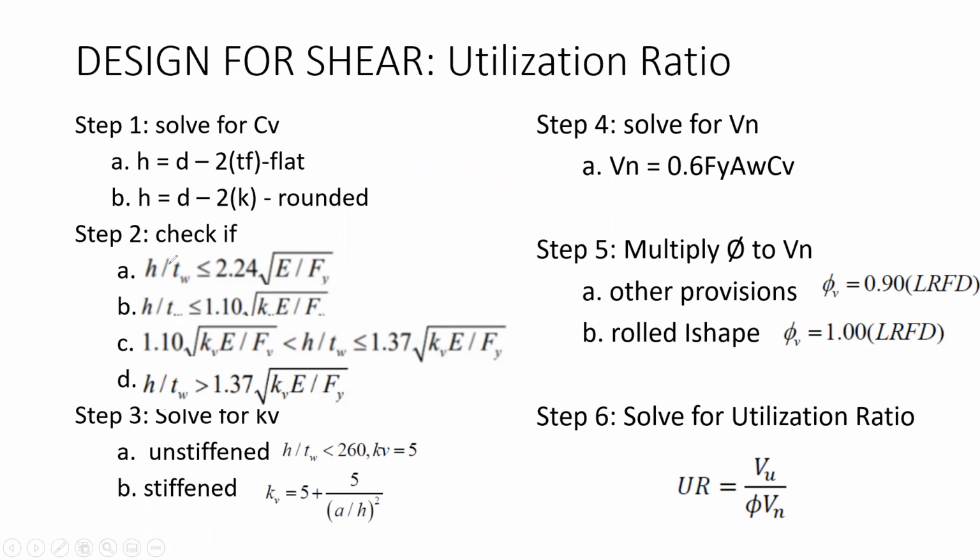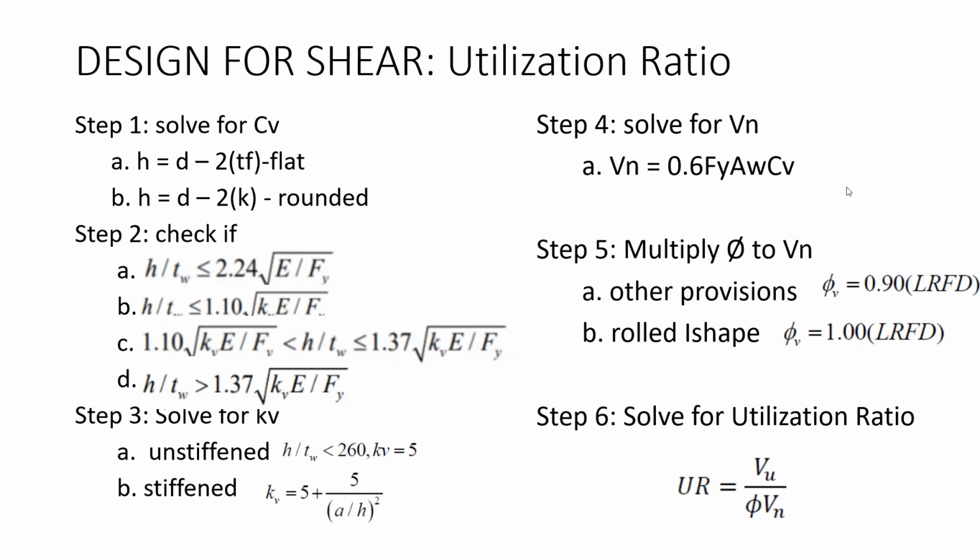And then next, check if h over tw is less than or equal to 2.24 square root of E over Fy. So, pag ganon, gagamitin natin Cv is equal to 1. Pag hindi, gamitin natin yung mga formulas from our previous slide. And then, i-check din natin for Kv. So, pag unstiffened siya, h over tw less than 260, our Kv is equal to 5. Pero, kung greater than 260, ang gagamitin natin is equal to 5 plus 5 over a over h squared.